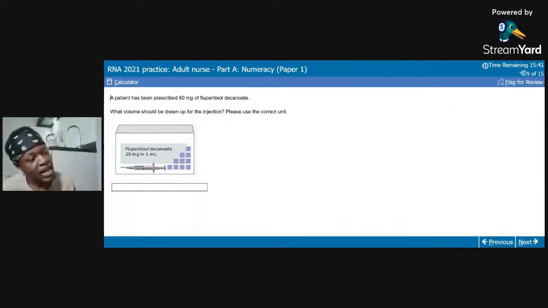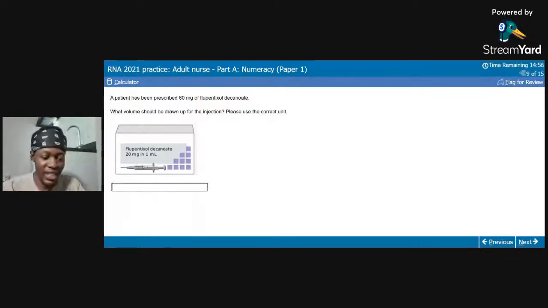A patient has been prescribed 60 milligram of flupentixol decanoate. What volume should be drawn up for the injection? Please use the correct unit. The person is to take 60 milligram, and we have 20 milligram in 1 ml. 2 times 3 is 6. And we are given 60, right? So you are going to carry the 60 milligram, divide it by 20. 0 cancels 0. How many 2 will you see in 6? 3. So that means we are giving 3 ml.